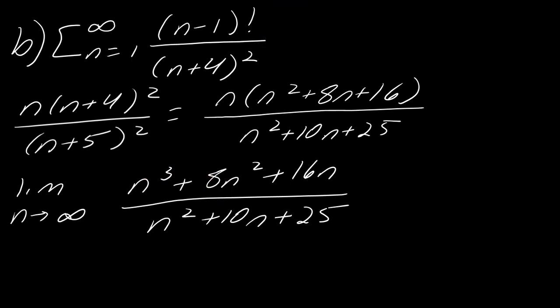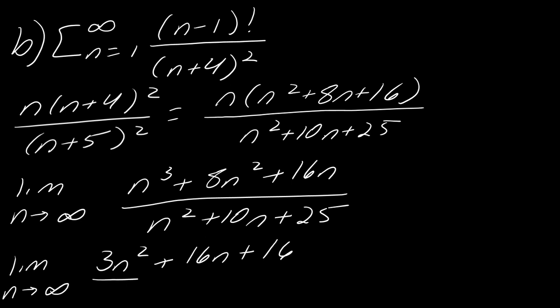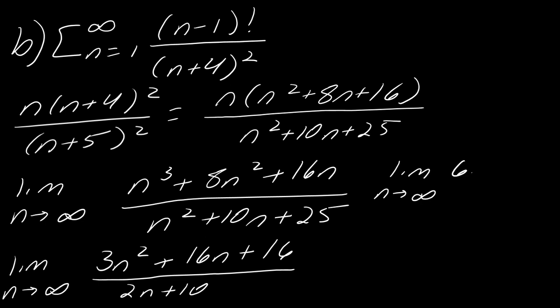But just to be complete, if I wanted to use L'Hopital's rule, I do get infinity over infinity. So I would get 3n squared plus 16n plus 16 over 2n plus 10. I still get infinity over infinity if I try to compute the limit, so I can use L'Hopital's again. That'll give me 6n plus 16 now over just 2. So now I can definitely see that this goes to infinity.